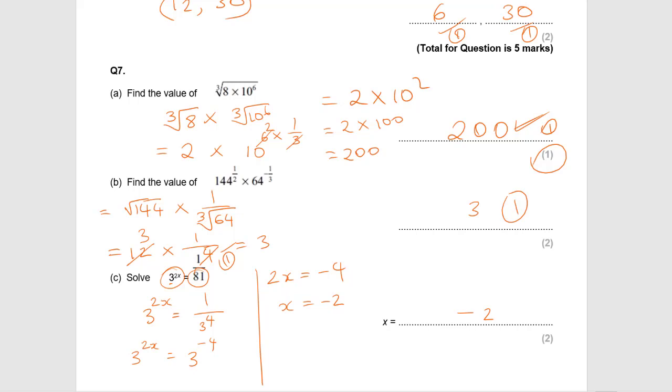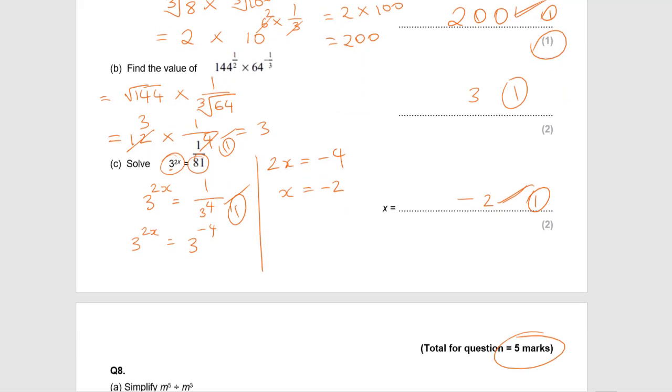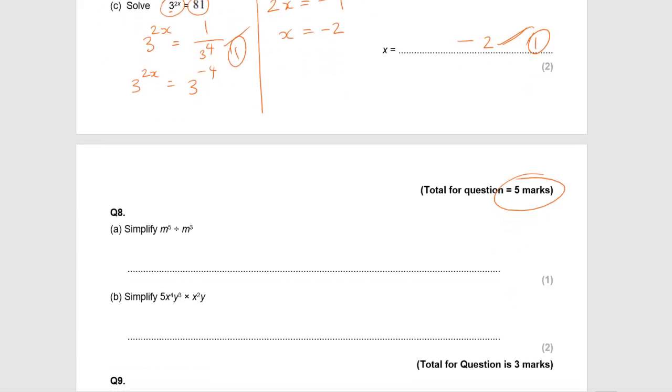Where do we get the marks from? We get 1 mark for changing into 3 to the power 1 over 3 to the power 4, and 1 mark for the correct answer. Okay, so 1 mark here and 1 mark here, 2 marks. So this question has a total of 5 marks. And these are pretty popular questions in GCSE Maths higher exams.